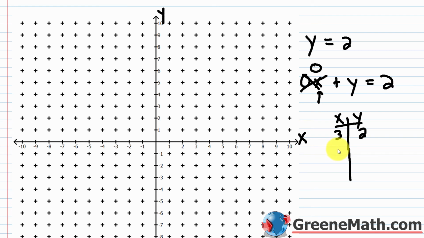So x equals, let's say, -5. Y is 2. X equals 7. Y is 2. X equals 1,000,000. Y is 2. So y just always equals 2. So what you do for something like this, you just find 2 on the y-axis, and you draw a horizontal line. That's it. That's all you have to do.